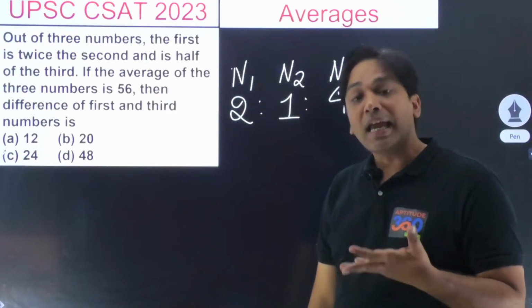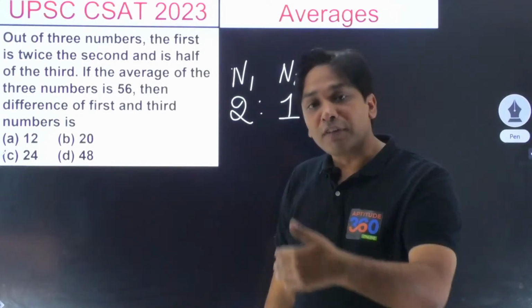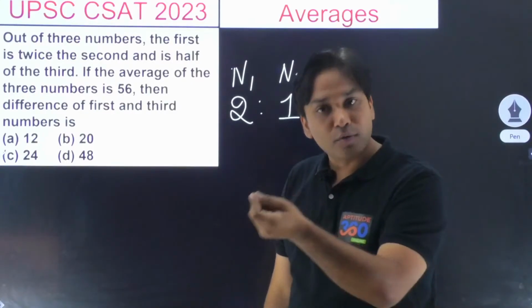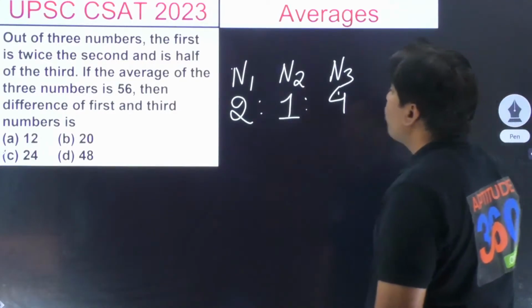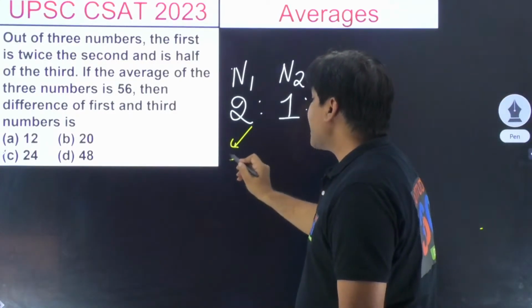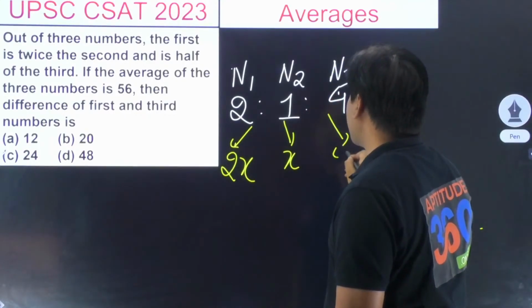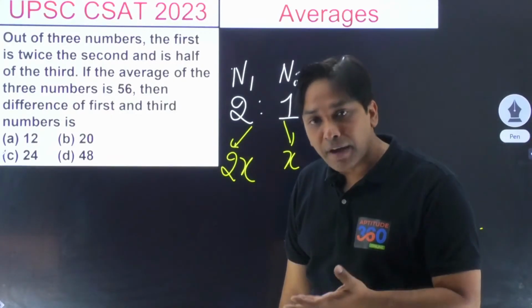It is not necessary that the numbers will be 2 and then 1 and then 4, but obviously the ratio of these three numbers will be 2:1:4, right? And what did we learn in our ratio classes? We learned that we can write this number as 2x, this number as x and this number as 4x, where x is a multiplying factor.